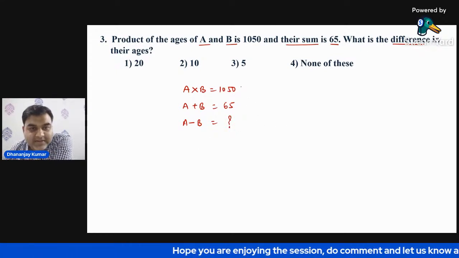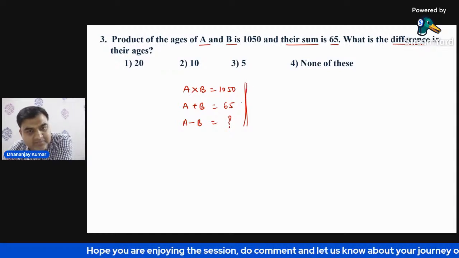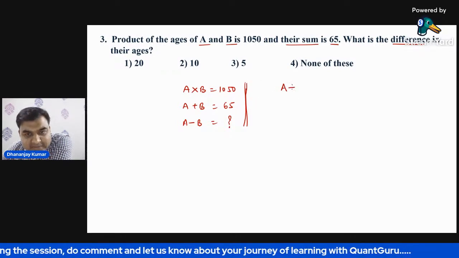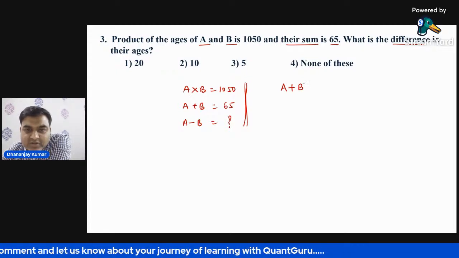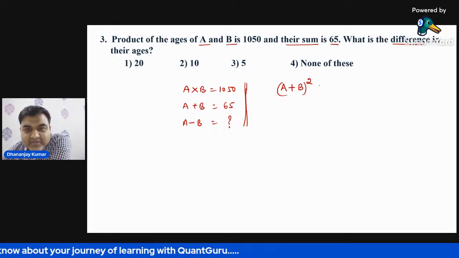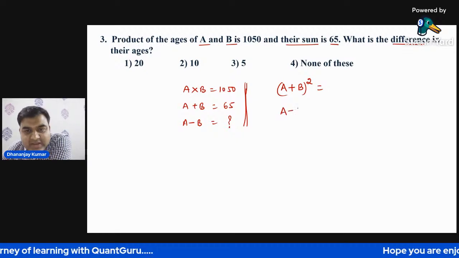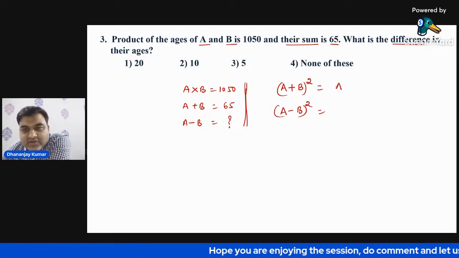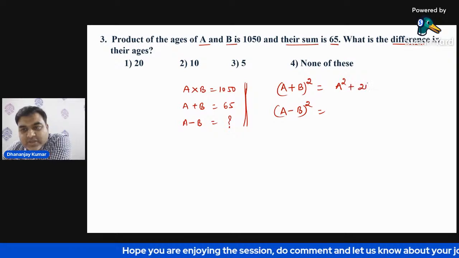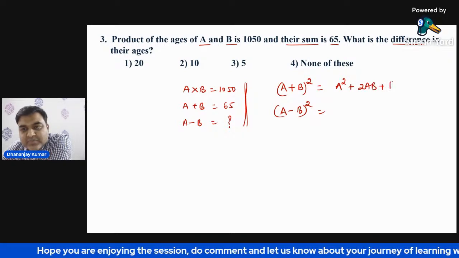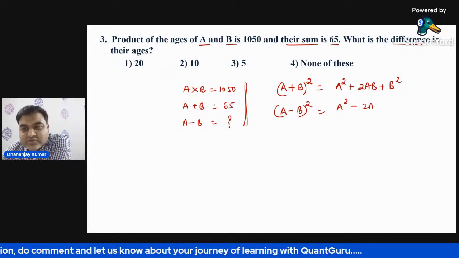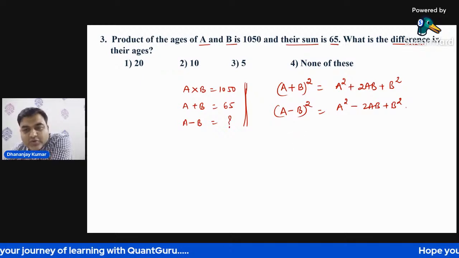Okay. Let's look at the equation which we have learned. What did we learn? A plus B whole square, A minus B whole square. What is A plus B whole square? A square plus 2AB plus B square. What is A minus B whole square? A square minus 2AB plus B square, right? Okay. That's what we know.